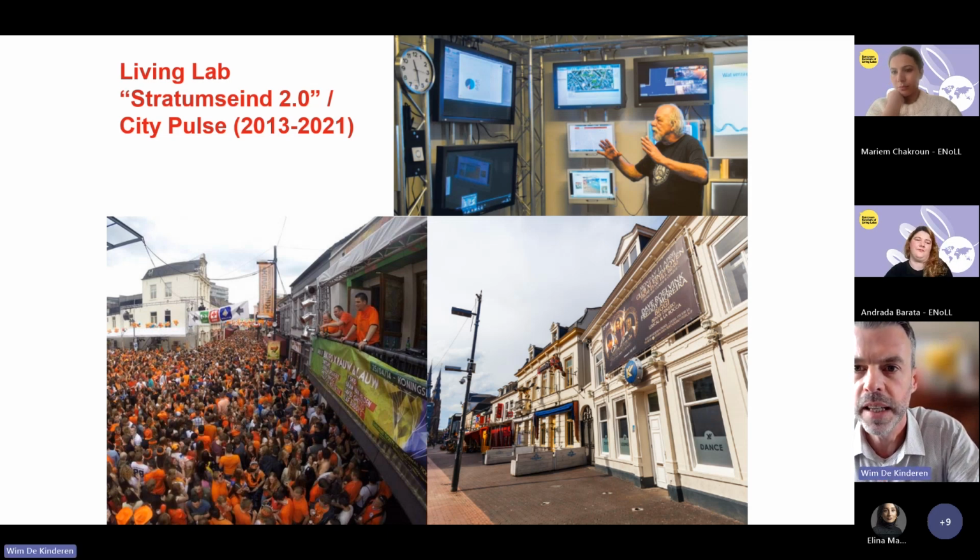This difficult name, Stratums Eind, is actually the name of a street. It's a street in the middle of the center next to City Hall, actually. And it's a street full of bars and restaurants. It's really a party street. It's one of the biggest and most visited party streets in the whole country. And there were actually quite some problems. You could call the City Lab starting with an enhanced way of crowd management.